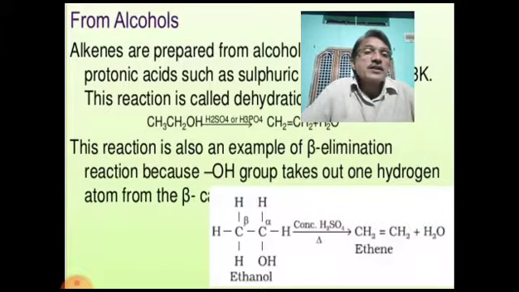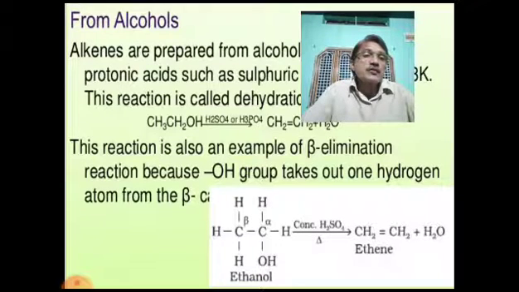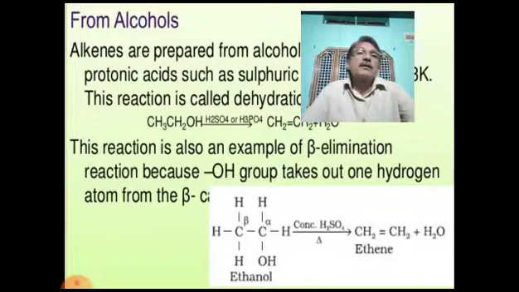Example equation is given: ethanol on heating with concentrated H2SO4 gives ethene. Here the OH group is bonded to the alpha carbon, and hydrogen is bonded to the beta carbon. The hydrogen bonded to the beta carbon and the OH bonded to the alpha carbon will be eliminated as a water molecule. So this reaction is also called beta elimination reaction.